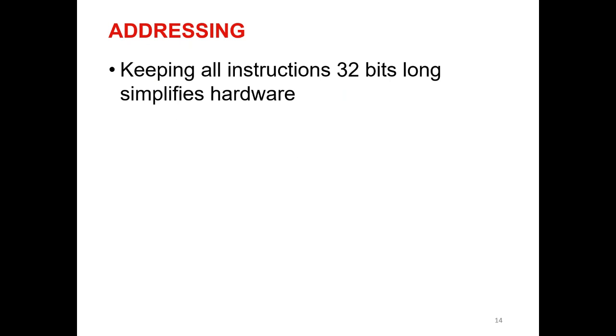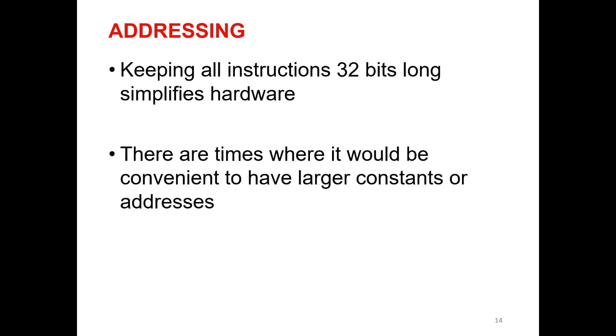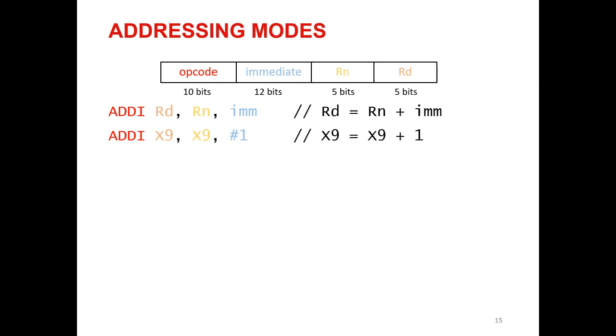We have mentioned several times that keeping all the instructions 32 bits makes our hardware and our instruction set simple, and this is good because we are limited in resources. So what happens if we need to use larger values in an instruction? What happens if I want to assign a value which is greater than 32 bits to a given register? For this, we use something called addressing modes.